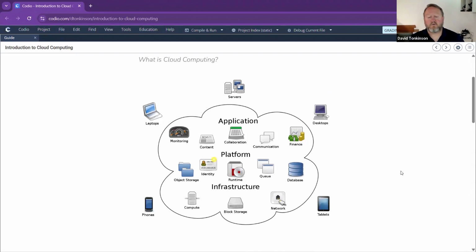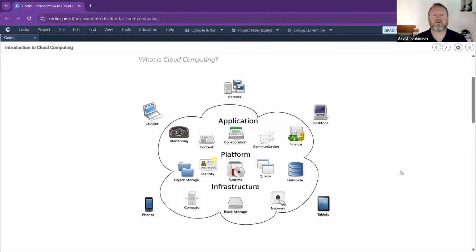There are a lot of tools inside. We have applications, we have platforms, and we have the physical infrastructure. The applications are things that will monitor the way our cloud is performing. They will look after our content, our web pages, our collaboration material, communication and finances. These are applications that will run on the cloud platforms. Platforms are things such as our object storage, our identity, our runtimes, our quotas, our databases. That all drops into what we consider the platforms.